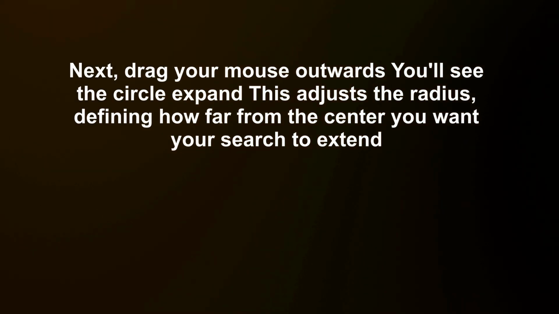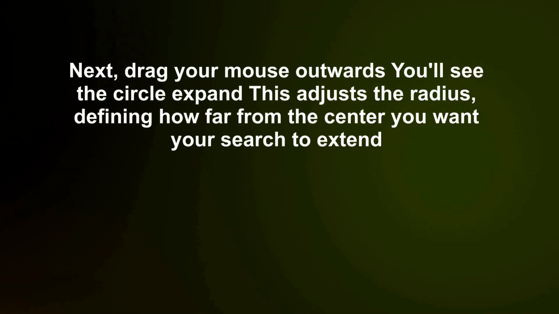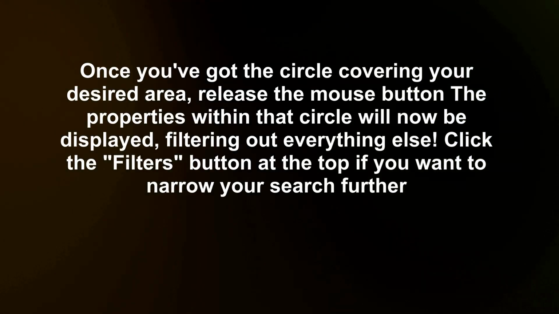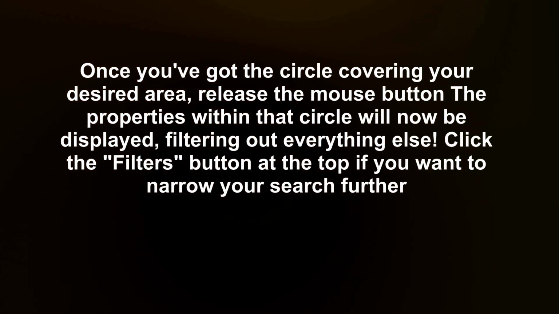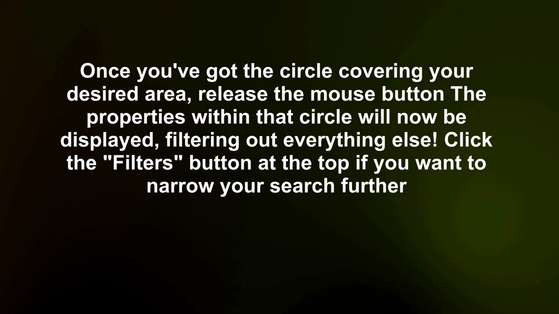Next, drag your mouse outwards. You'll see the circle expand. This adjusts the radius, defining how far from the center you want your search to extend. Once you've got the circle covering your desired area, release the mouse button. The properties within that circle will now be displayed, filtering out everything else.